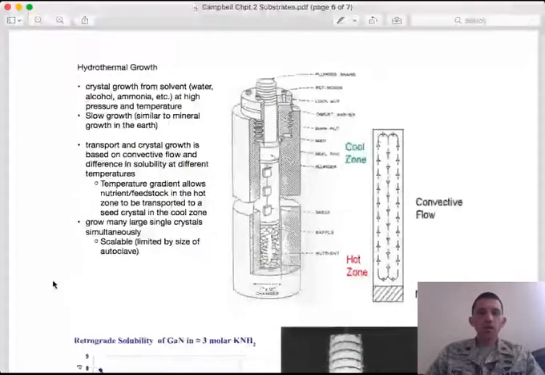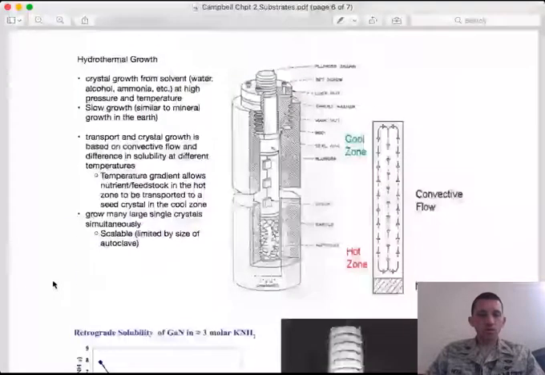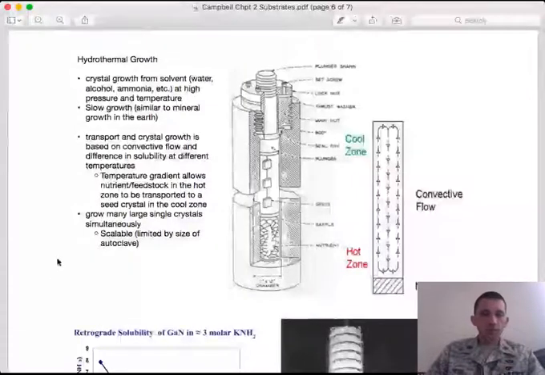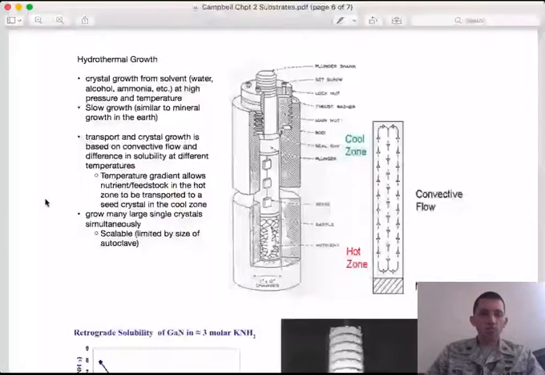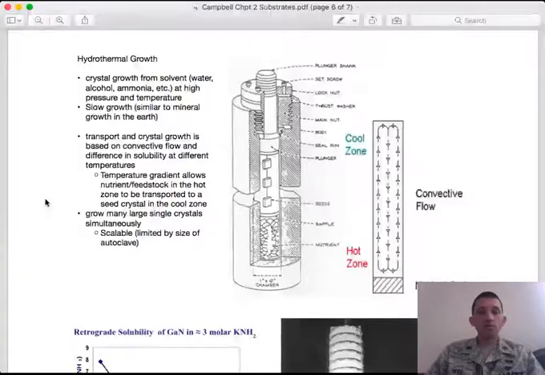Okay, so this next crystal growth method is not covered in Campbell, but it is helpful for more exotic materials in some respects, and also for insulating crystals, and that is hydrothermal growth. So hydrothermal growth is different than Czochralski in that you are not melting and re-solidifying the material. Instead, you are dissolving and redepositing the material.